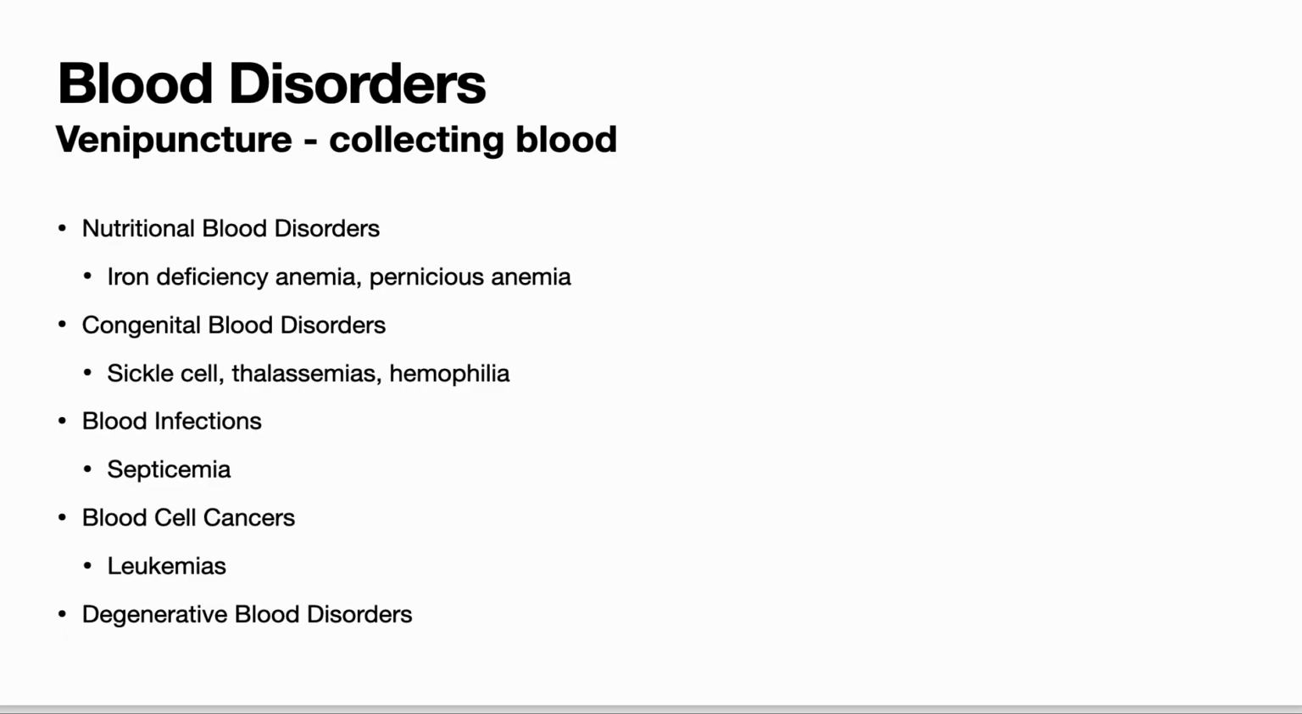All right, let's end with talking about some blood disorders. Some blood disorders may be nutritional blood disorders. That would include iron deficiency anemia or pernicious anemia. So iron deficiency anemia is when you have normal hemoglobin synthesis not occurring because there aren't enough iron reserves or you're not eating enough iron.